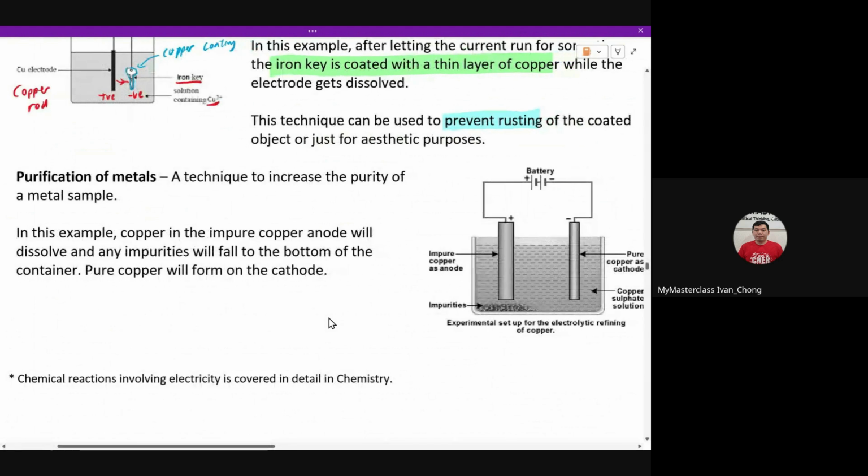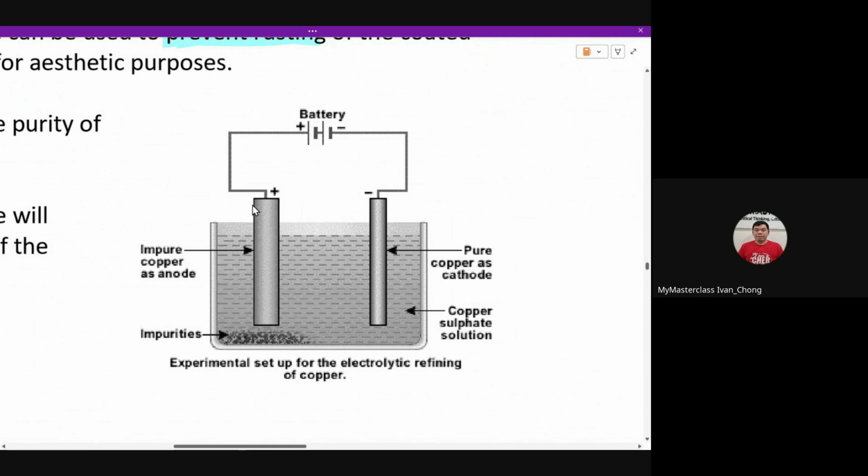Right? Then next one over here, purification of metal. So you can see over here that we have this very impure copper. So it's probably an alloy of some sort. Okay. Then you have this very pure metal over here. So same thing, current will flow from positive to negative, right? So you can see that your electrons, your ions, your negative charges will just flow from plus to minus itself.